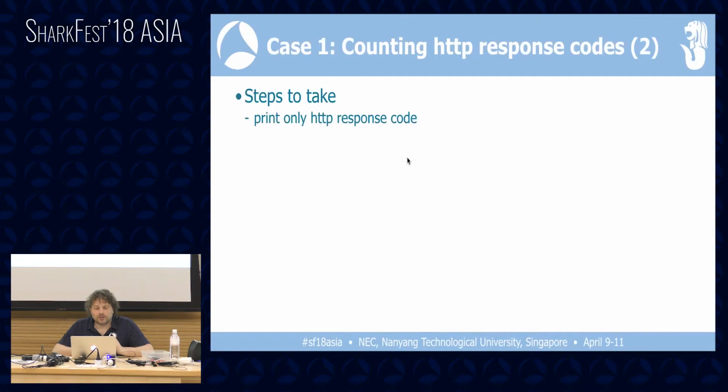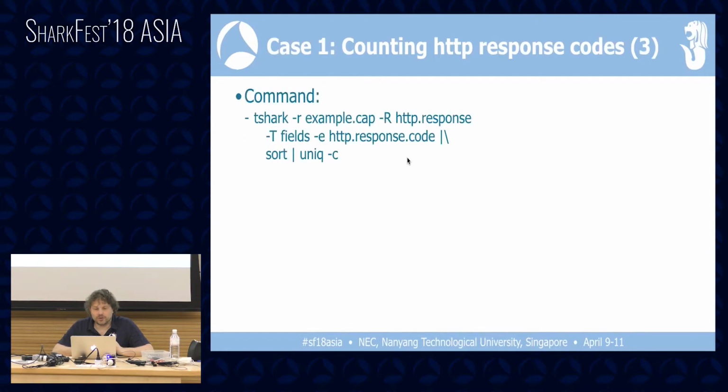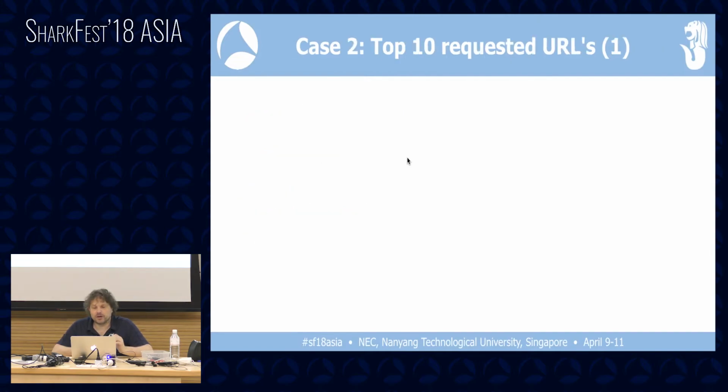So what did I do? I print the response codes, I count, and I make a sorted table. And this was the command that I used. What did we learn? We learned how to use -c fields, and we learned how to sort and count.